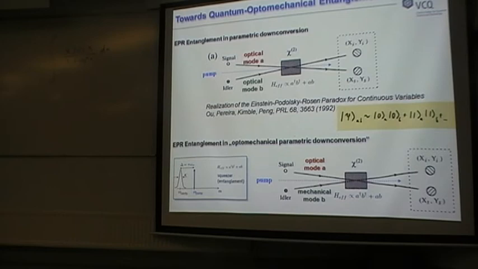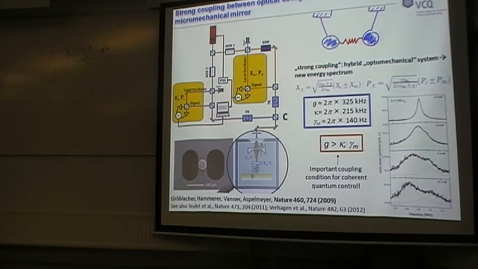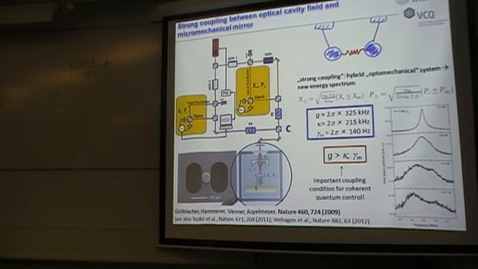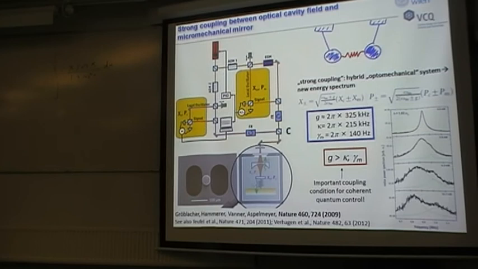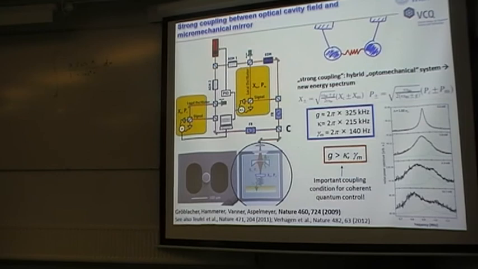Before you actually enter the regime of entanglement, you have to pump your system very strongly, so you actually enter a regime of strong coupling between the optical field and the mechanical system. Okay? So what happens is that you generate inside the cavity a hybrid optomechanical system. Essentially your mechanical system is now dressed by the cavity field, and what you get is these typical signatures of strong coupling. You get normal mode splitting in the emission spectrum of your cavity. This is very similar to having a Mollow triplet in a strongly coupled atomic system, for example, a two-level system.